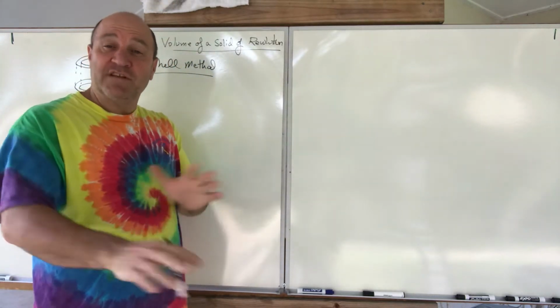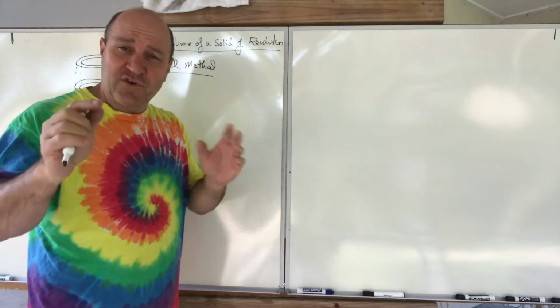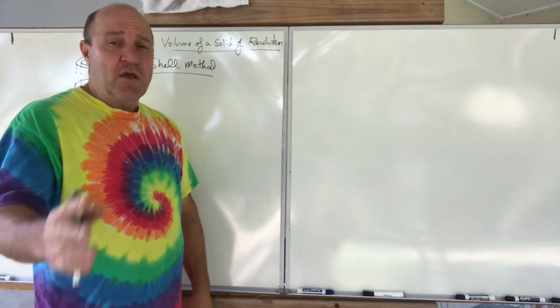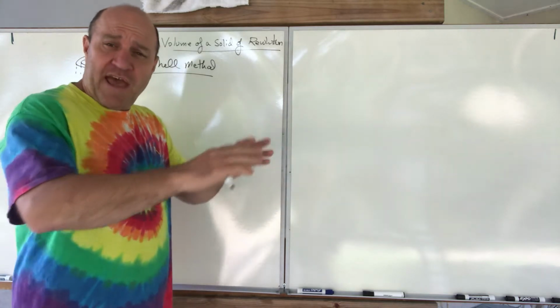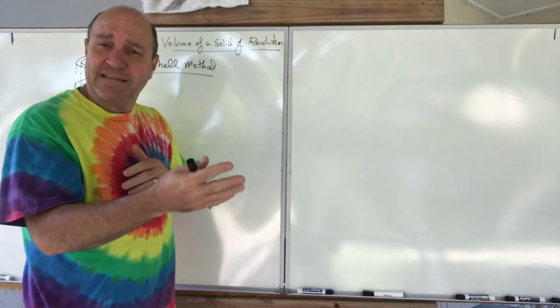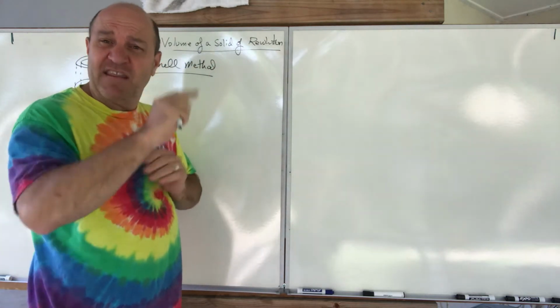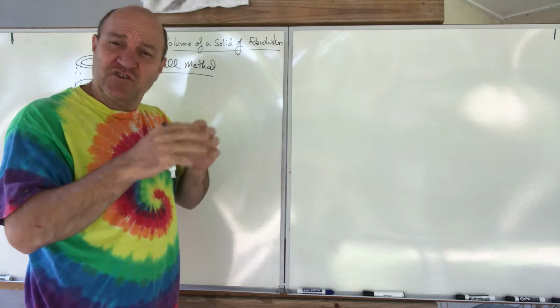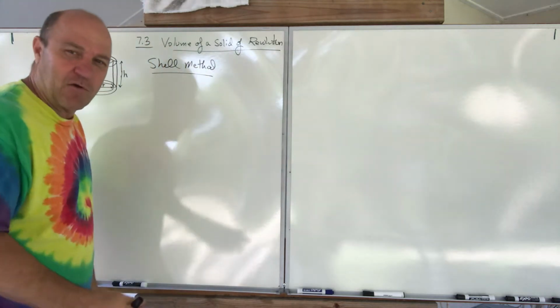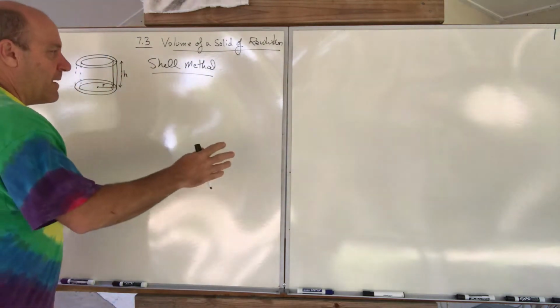I want to move into section 7.3, and we're still going to work on volume, but now we're going to learn a new method called the shell method. So we're still going to have a region in the xy plane. We're going to rotate it around an axis again, but instead of the disk method, now we're going to do a different geometry. It's called the shell method. So let's see if we can talk about that and do an example.